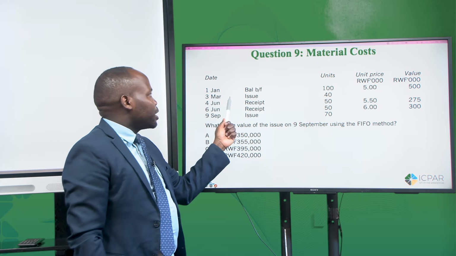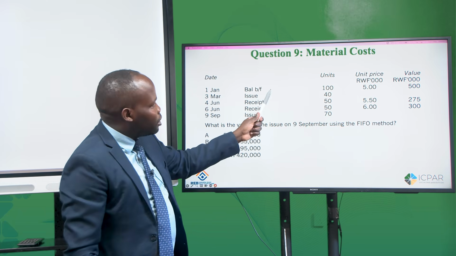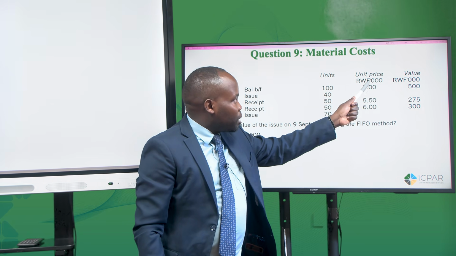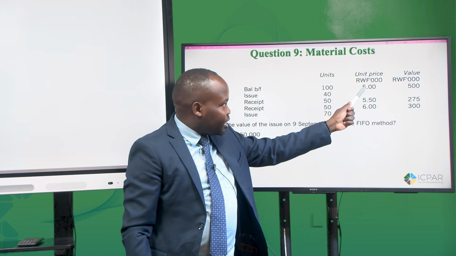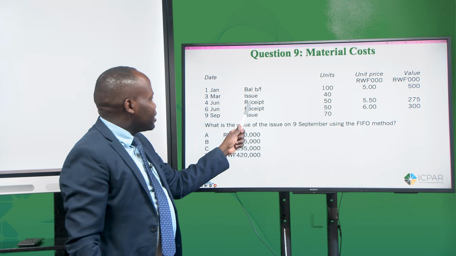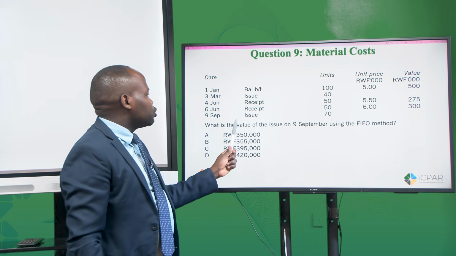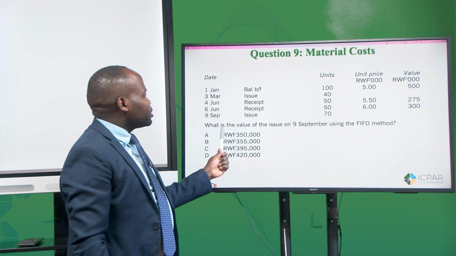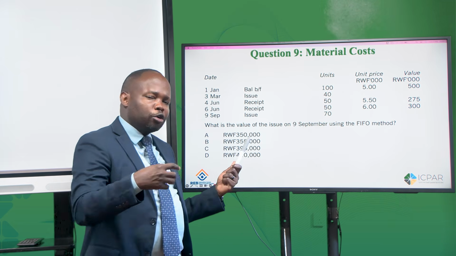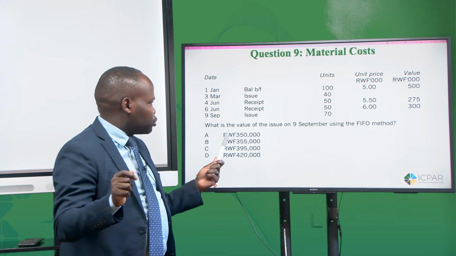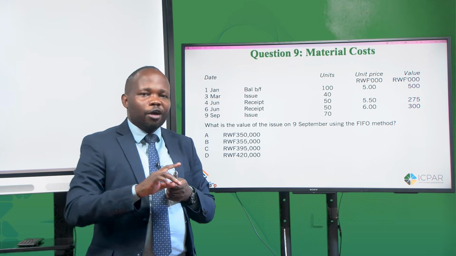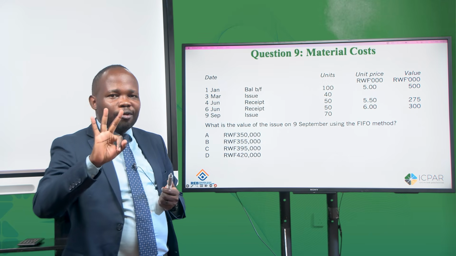On 1st January, the balance brought forward was 100 units and the price in each case was 5. But remember, it's 5,000, but I'll still use 5. Next, issued. The next one, receipt, issues. And then what are you being asked? What is the value of the issue on the 9th, issue, not closing stock, the value of issue on the 9th September using FIFO.